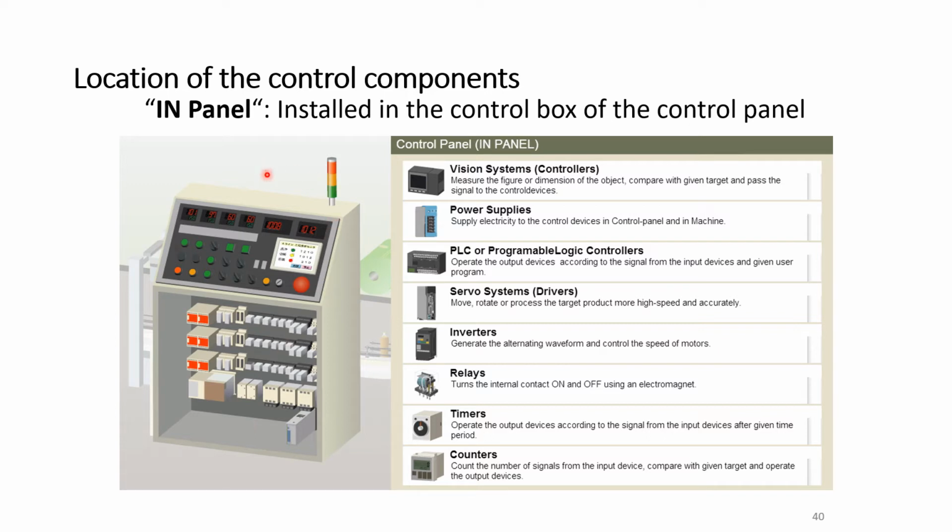Vision system, power supplies, which supply electricity to the control devices in the control panel and in the machine. PLC, servo systems or drivers, they move, rotate, or process the target product at high speed and accurately. They have inverters, which generate the alternating waveform and control the speed of motors. Relays turn the internal contact on and off using an electromagnet. Timers and counters.